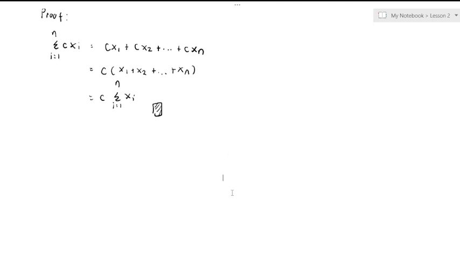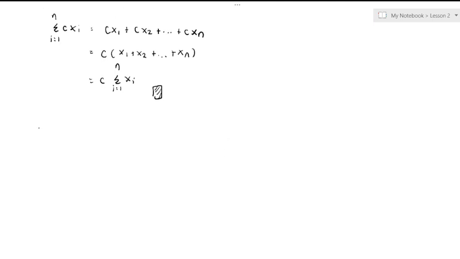Next, property number 3. Number 3, we have summation of x sub i plus y sub i, i equals 1 to n. So, this is equal to summation of x sub i, i equals 1 to n, plus summation of y sub i, i equals 1 to n.